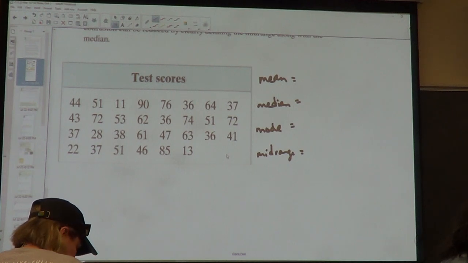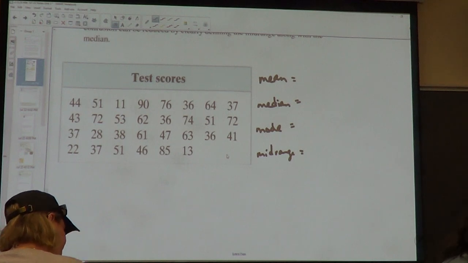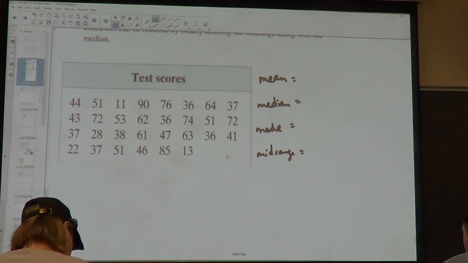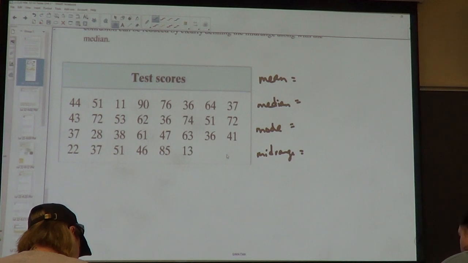So now you do stat over to calc, because you now need to calculate it now that you have your data in there. And then do one bar statistics. One bar statistics means the easiest one, one variable. And we need mean, median, mode, and mid-range.